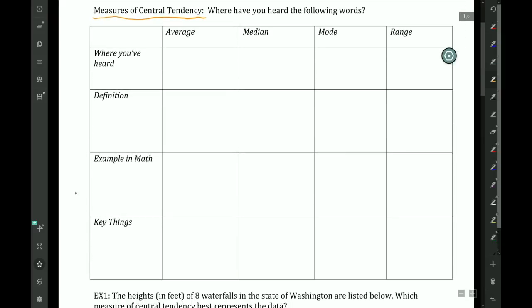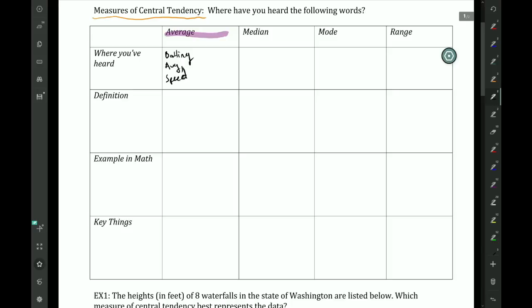So the first thing is known as the average. And again, you've probably heard these things in the past. Where you might have heard this was batting average, average speed, think about those things.